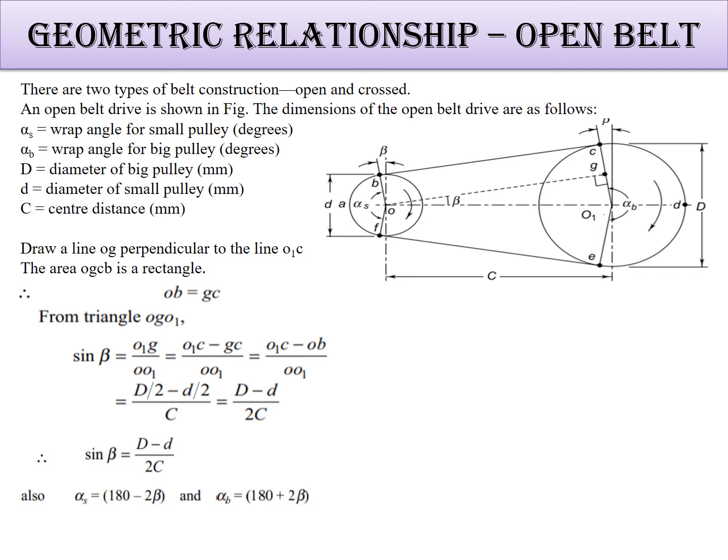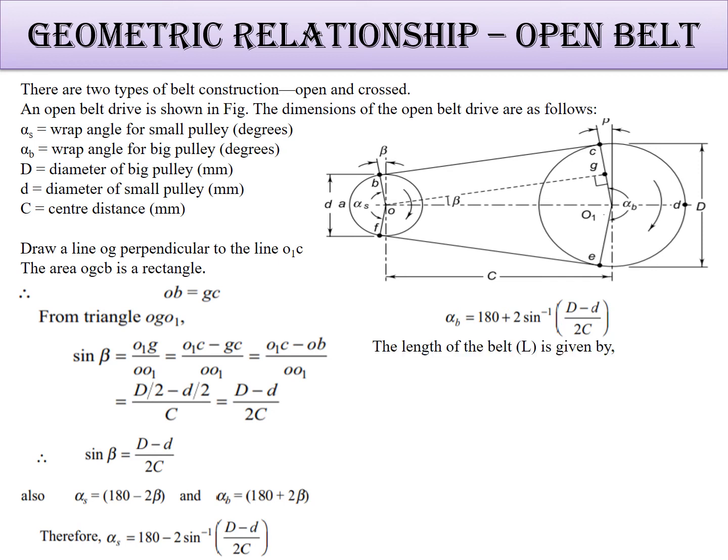So alpha, the angle of wrap for the smaller pulley, is not totally 180. That's why it is 180 minus 2 times beta. For the bigger pulley it is greater than 180, so it is 180 plus 2 times beta. So alpha s is equal to 180 minus 2 sine inverse of capital D minus small d by 2C. Same thing for alpha b, but it will have a plus sign.